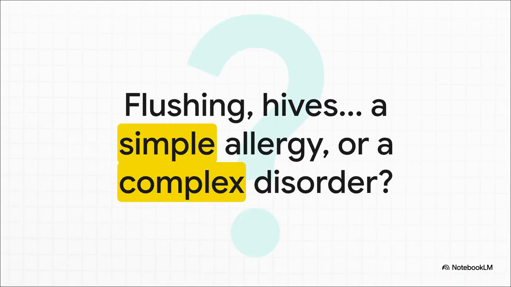So let's paint a picture. You've got a patient in front of you. They're telling you about these episodes: flushing, hives, some pretty bad abdominal cramping. Your first thought might be, okay, this is just a straightforward allergy, right? But what if it's something more? What if you're looking at a much more complex underlying mast cell disorder? That's the exact question we're going to get to the bottom of.